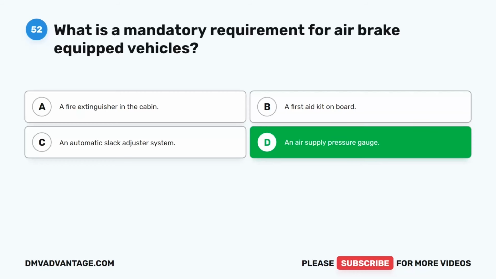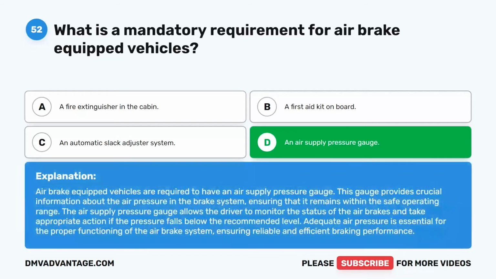An air supply pressure gauge. Air brake equipped vehicles are required to have an air supply pressure gauge. This gauge provides crucial information about the air pressure in the brake system, ensuring that it remains within the safe operating range. The air supply pressure gauge allows the driver to monitor the status of the air brakes and take appropriate action if the pressure falls below the recommended level. Adequate air pressure is essential for the proper functioning of the air brake system, ensuring reliable and efficient braking performance.